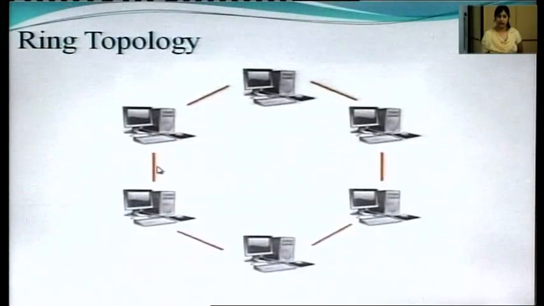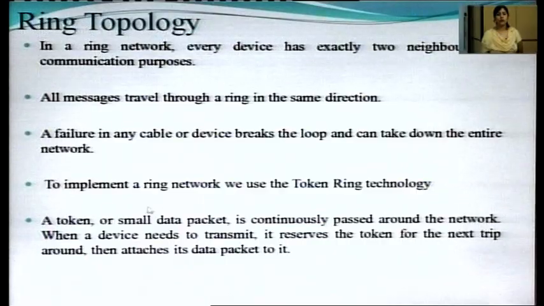If one cable breaks or any system breaks down, the network breaks down. To implement a ring network, we use token ring technology. We will study this token ring later on. A token, or small data packet, is continuously passed around the network when a device needs to transmit.